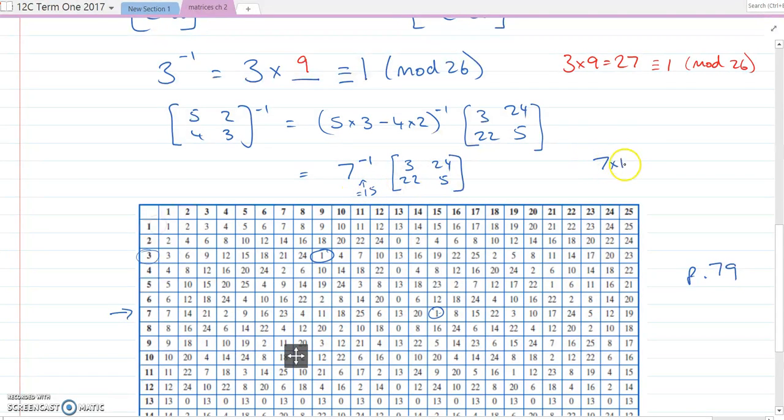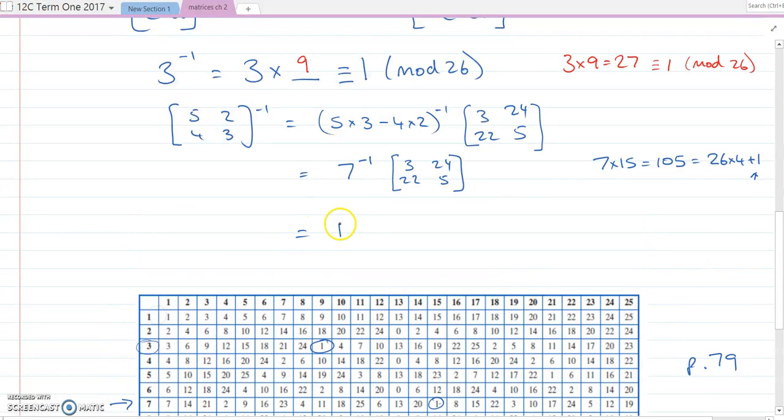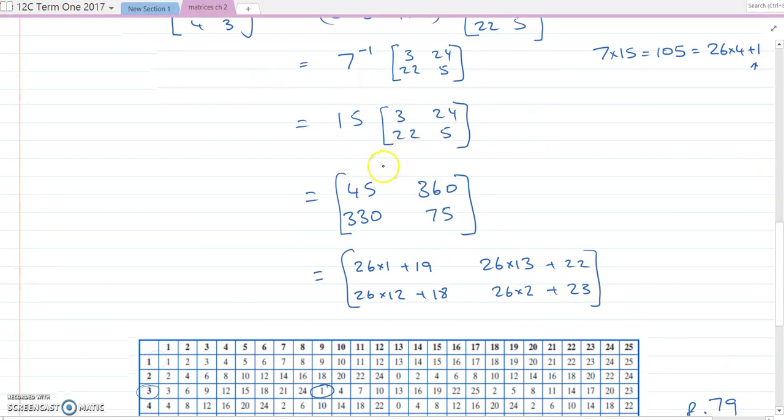You can just check. 7 times 15 is 105, and that should be the same as 1, which it is. 105 is 26 times 4 plus 1, so there's a remainder of 1. An inverse times a number is always going to be equal to 1. So that's 15. So we get 15 times 3, 24, 22, 5. Multiply that out: we just multiply everything in that matrix by 15.